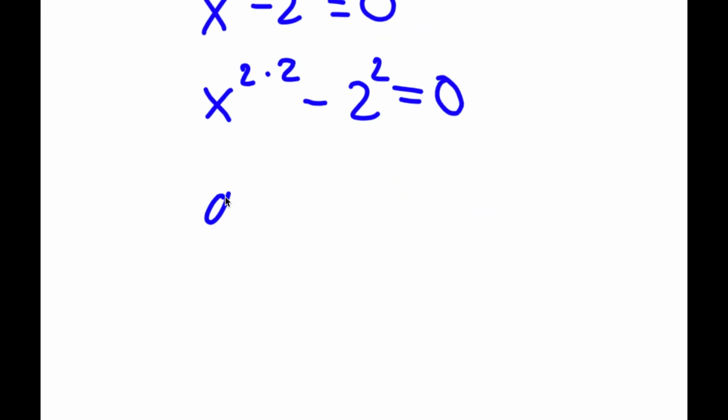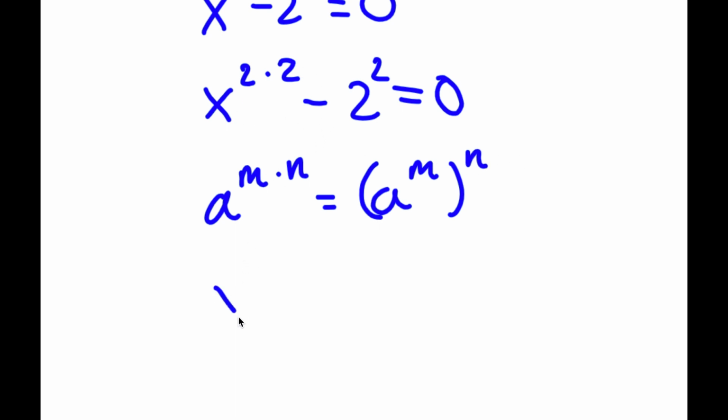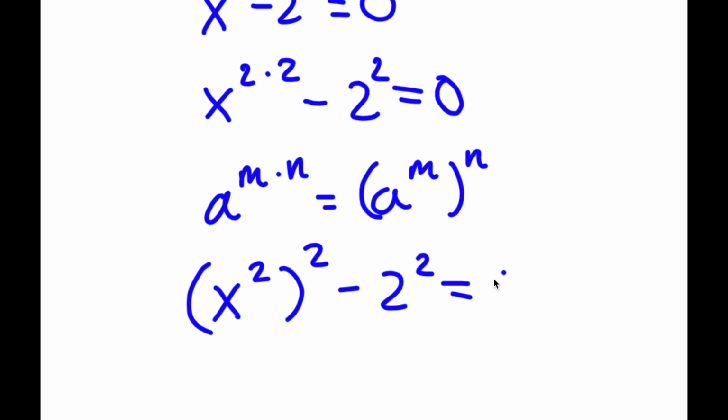Now, if I have something in the form a^(m times n), this is equal to (a^m)^n. So x^(2 times 2), I can rewrite that as (x^2)^2 - 2^2 = 0.